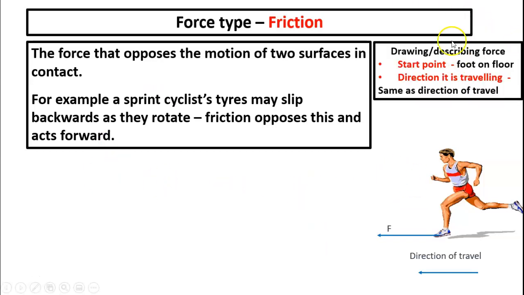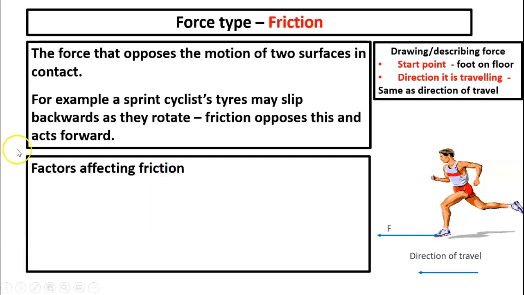Sorry, before I go on to that, just make sure you've got your drawing and describing the force, so you've got the start point, foot on the floor, and the direction of travel, same as the direction of travel there. Sorry, I forgot about that animation. If we have a look down to here, what factors affect how much friction we can get? If you are a sprinter, a 100-meter sprinter, what factors might you take into consideration with regard to where you could increase the friction that you get?